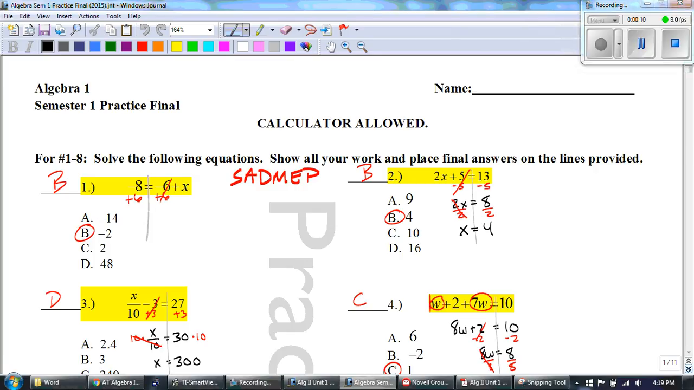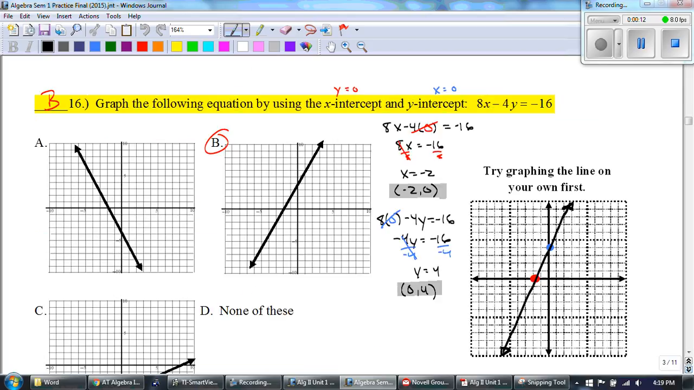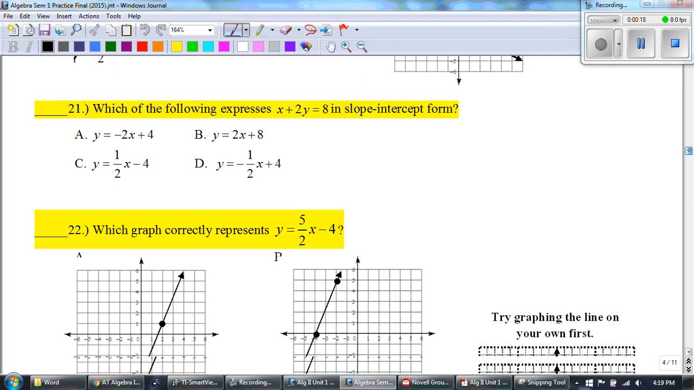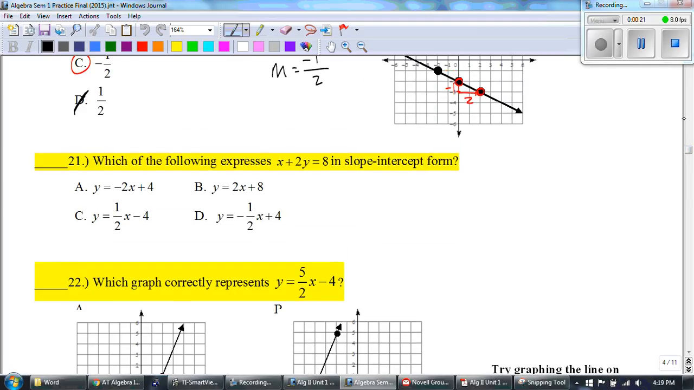I've already done 1 through 10, and I've already done 11 through 20. So now we're on problem 21. Which of the following expresses x plus 2y equals 8 in slope-intercept form?